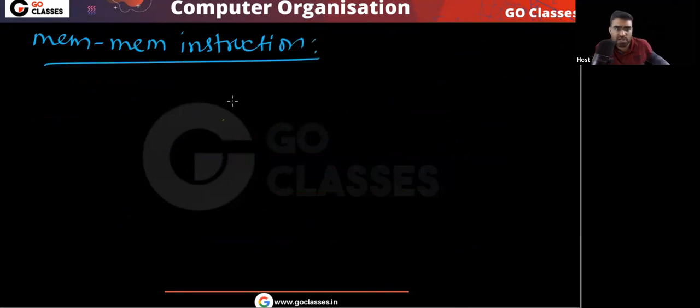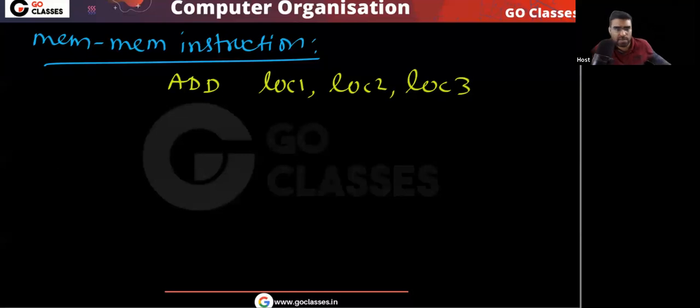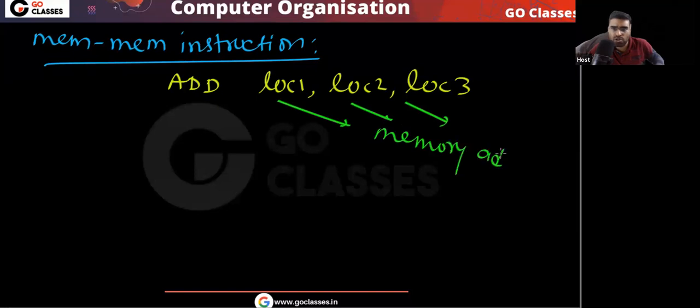What is a memory instruction? In the memory instruction, remember, all the operands will come from main memory. For example, if you do addition, this is a main memory address, this is another main memory address, and this is another main memory address. All of them are memory addresses. So all the operands come from main memory. This is what happens in the memory instruction.